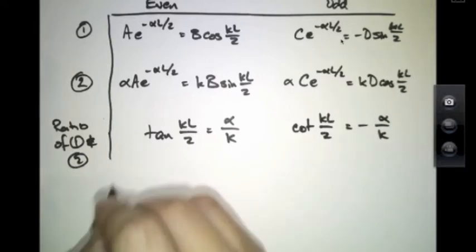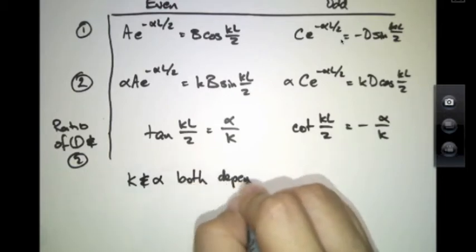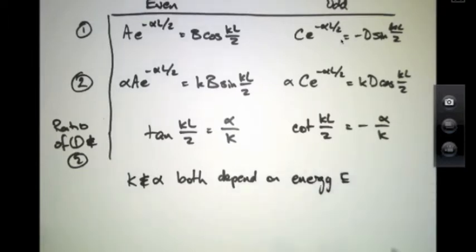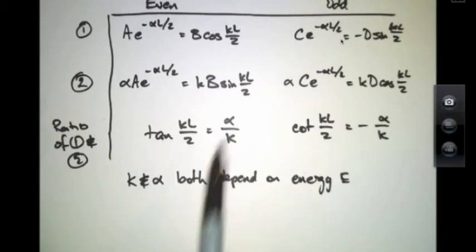Notice that k and alpha both depend on energy of the particle. And so these are transcendental equations, equations that can't be solved exactly for the energy, but it does give us a transcendental equation that's approximately solvable for the energy. It's just because we have the argument of energy embedded inside of a tan function here and inside a polynomial over there. So that's something that can never be exactly solved.